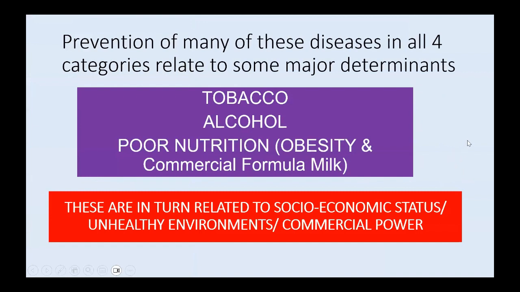Okay, so the prevention of these diseases, in fact in all four categories, relates to some major determinants. We're talking about tobacco, alcohol, and poor nutrition, and that is obesity and particularly commercial formula milk. And these are related to socioeconomic status, unhealthy environments, and what I'm going to mainly talk about is commercial power.